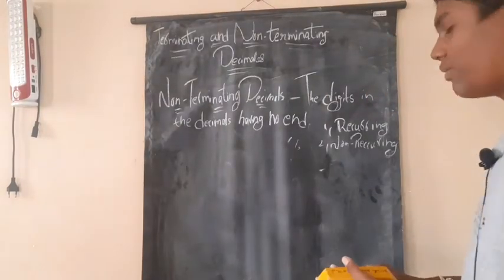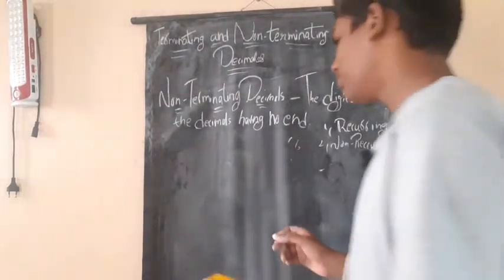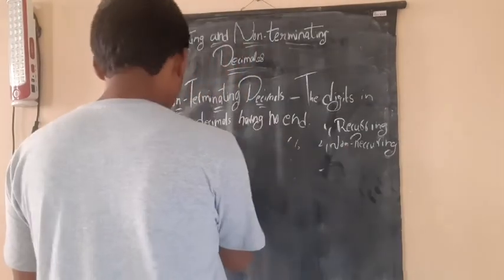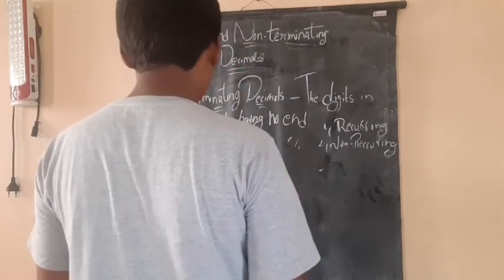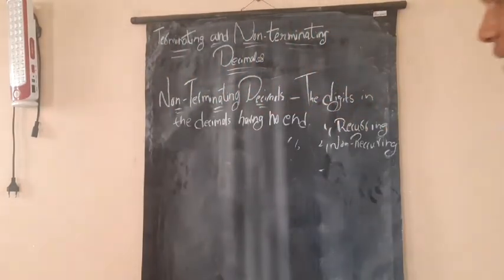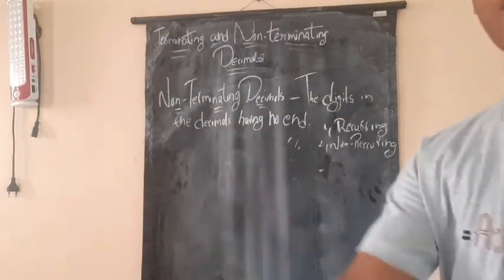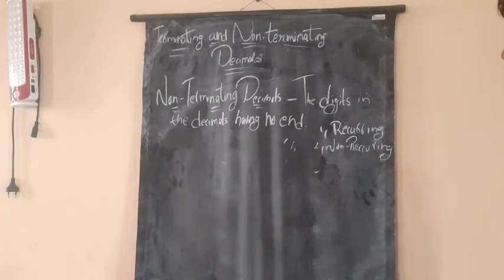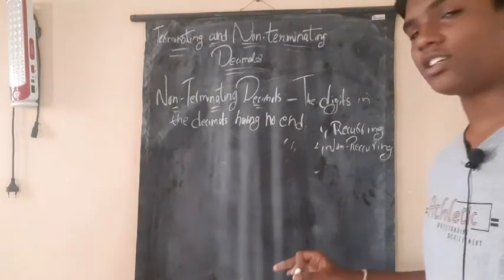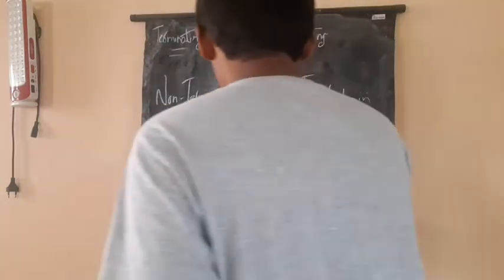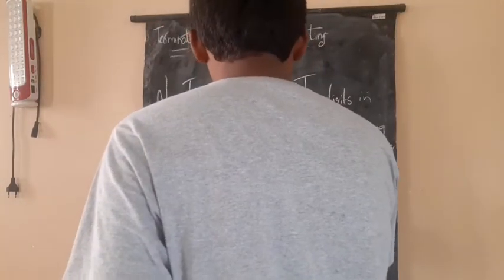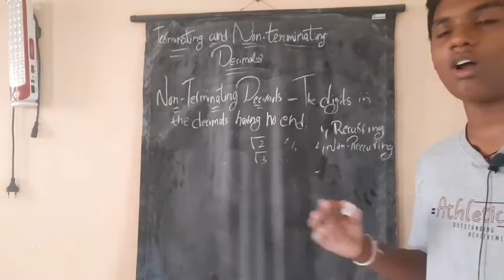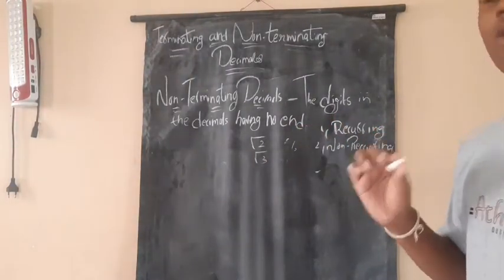Let's do an example of non-recurring. Non-recurring decimals are the decimals which have no bar. The examples of non-terminating and non-recurring decimals cannot be written in fraction form. They are square roots like root 2, root 3. The square roots which are not perfect squares are all non-terminating and non-recurring decimals.